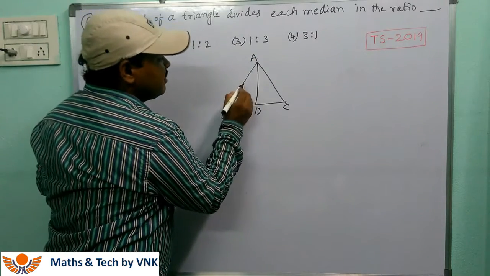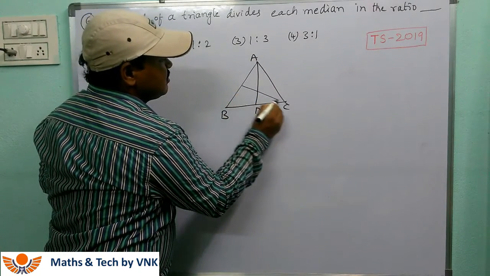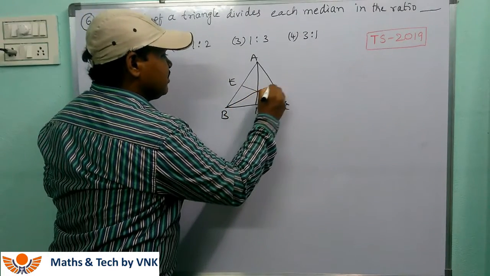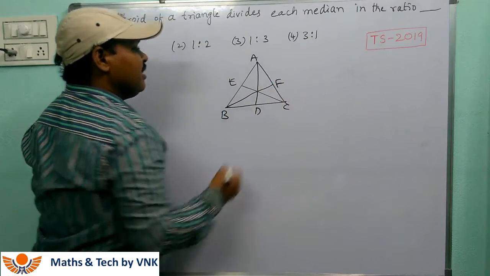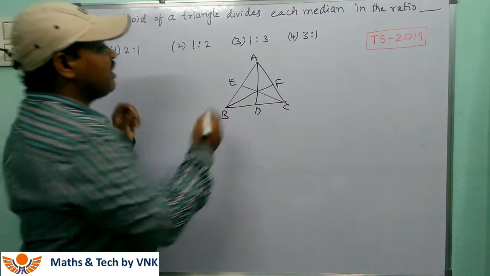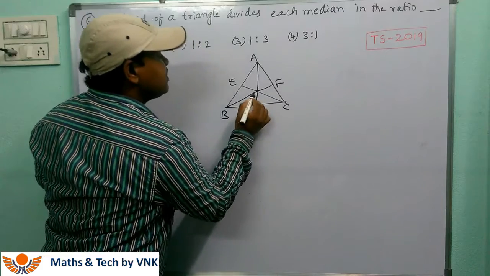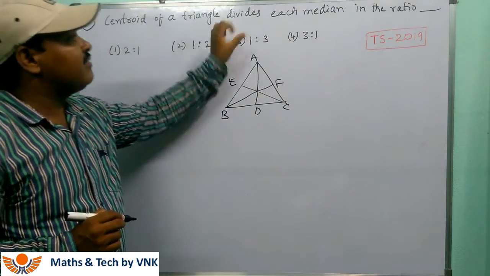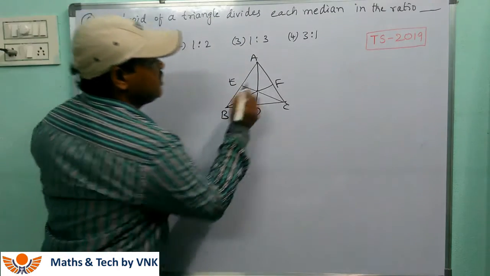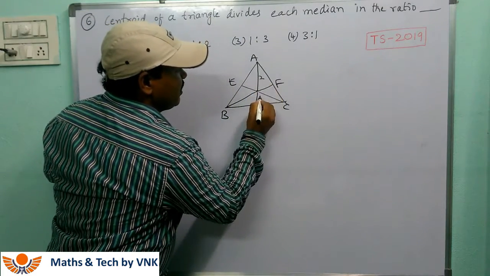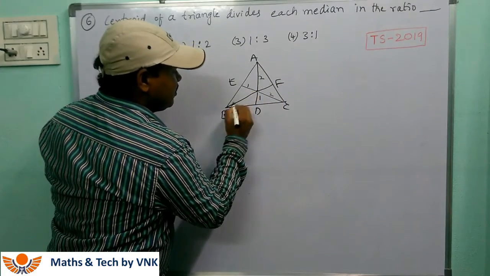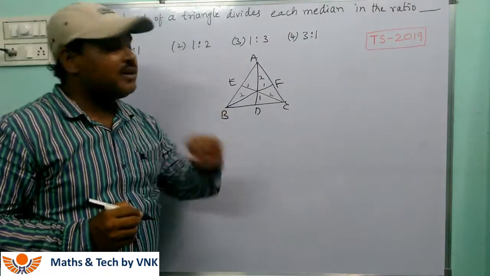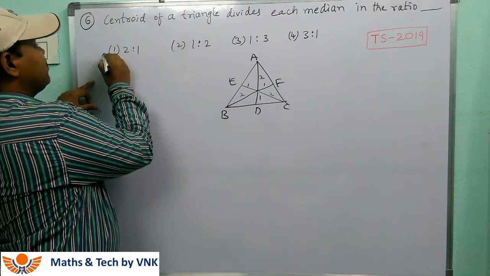Similarly, draw a median to AB. This is E. And draw a median to AC. This is F. Now the question is the centroid. The intersecting point of these three medians is called the centroid. So how does the centroid of a triangle divide each median in the ratio? This will be 2 parts and this will be 1 part. So the centroid of a triangle divides each median in the ratio of 2:1. So the correct option is 1.